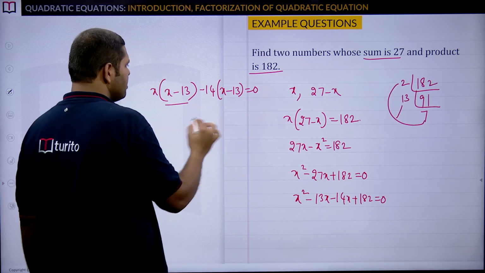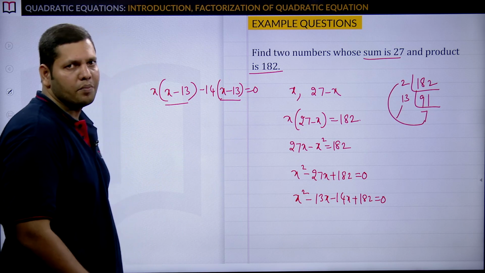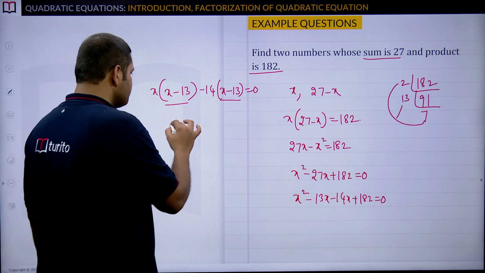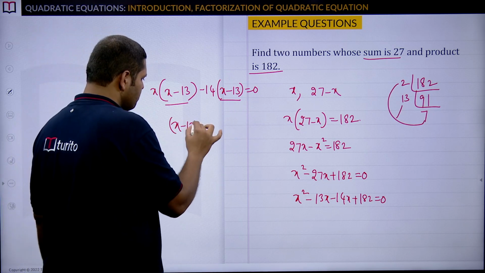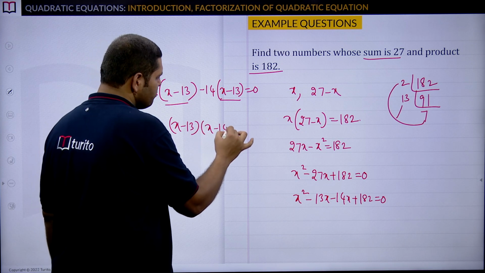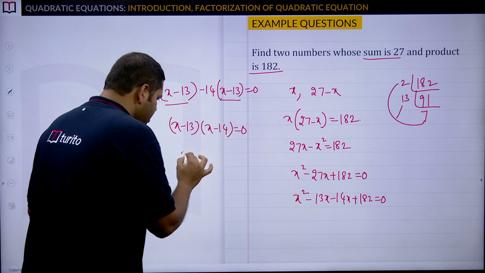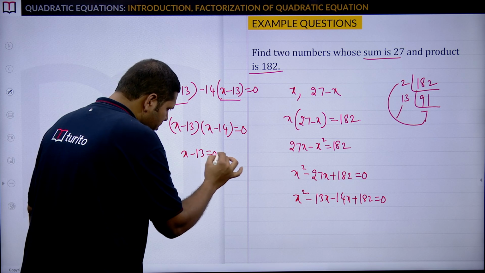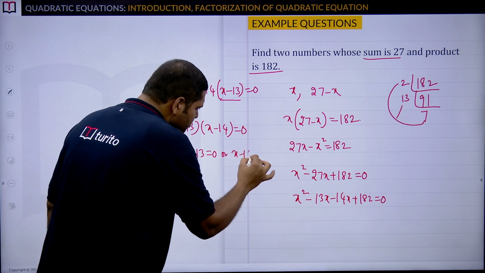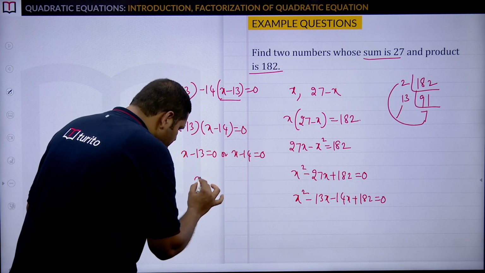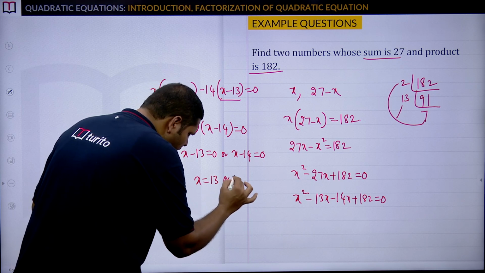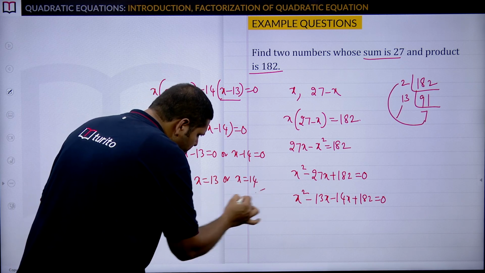Now, children, x minus 13, I can take as the overall common. If I take x minus 13 common, this will be x minus 14 equal to 0. Then x minus 13 equal to 0 or x minus 14 equal to 0. Then x is equal to 13 or x is equal to 14.